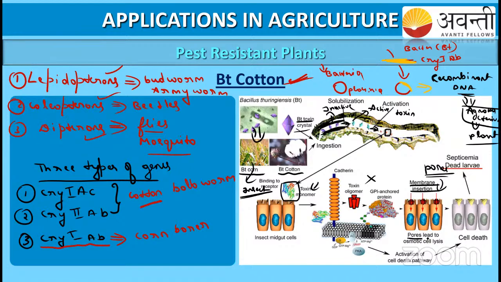See here, you can see pores lead to the osmotic cell lysis, right? I have told you before, right? Osmotic imbalance. So then what happened? The cell death is going to happen. So this is about the pest resistance of the BT cotton.